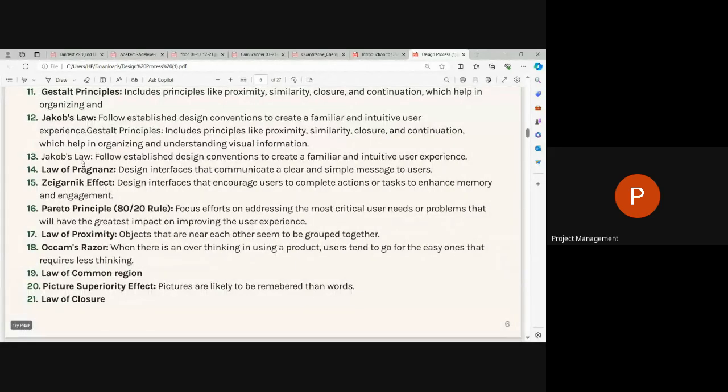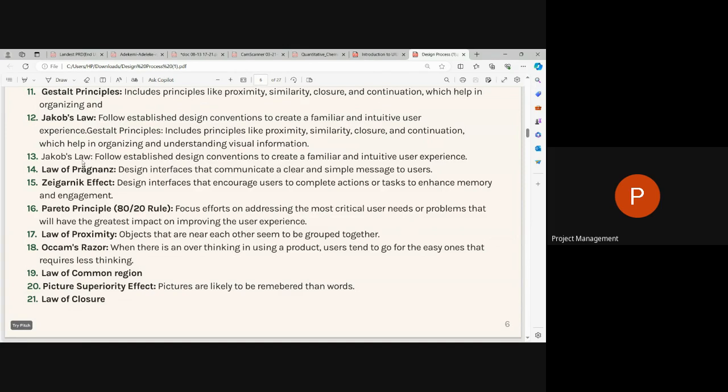Then we have the Zeigarnik effect. We have the Pareto principle. You don't just read these laws. We have the law of proximity, that is, objects that are near to each other have to be grouped together. Objects that have similar information have to be grouped together.